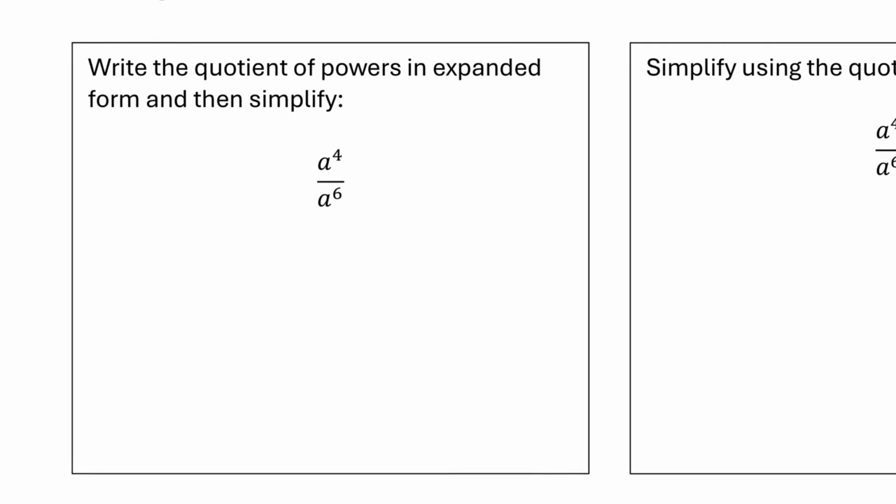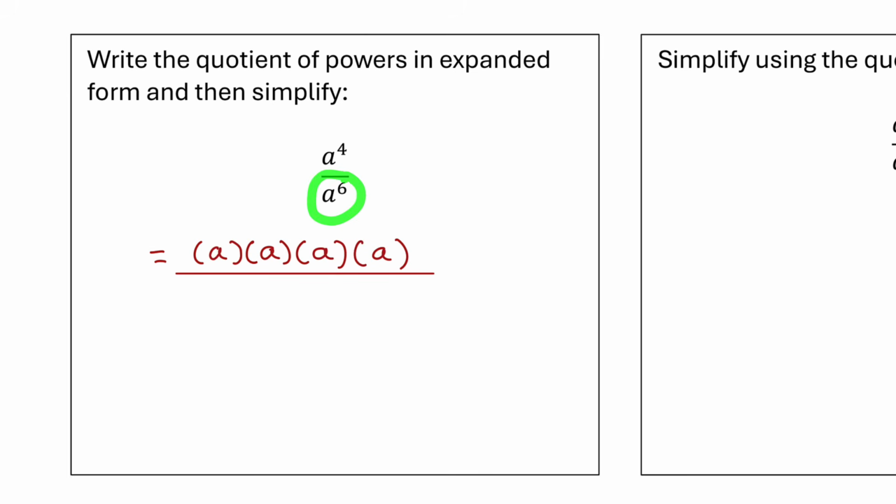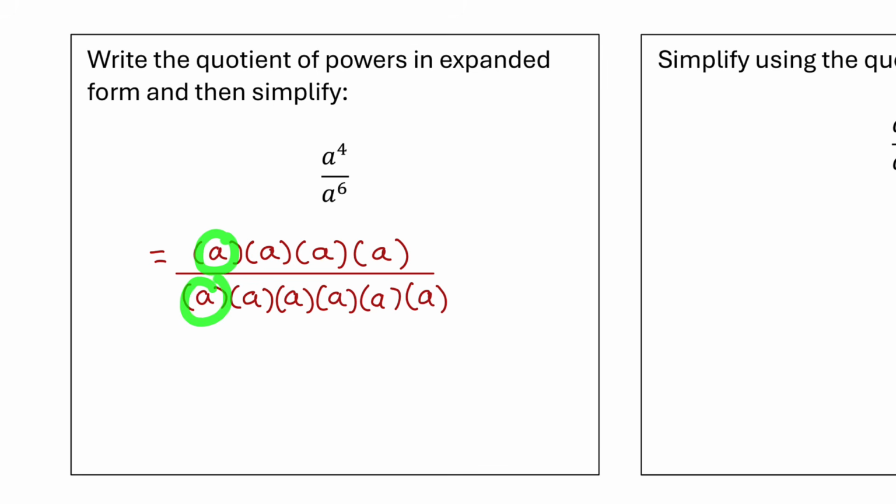So I'll zoom in here on this quotient, and I'll rewrite it in expanded form by changing a to the power of 4 to 4 factors of a being multiplied together, and a to the power of 6 as 6 factors of a. And since a divided by a is 1, I could cancel that pair of factors. And I could also cancel 3 more pairs of a's that are being divided by themselves, which leaves us with in the denominator 2 factors of a. So in the denominator of our simplified expression, there will be an a squared.